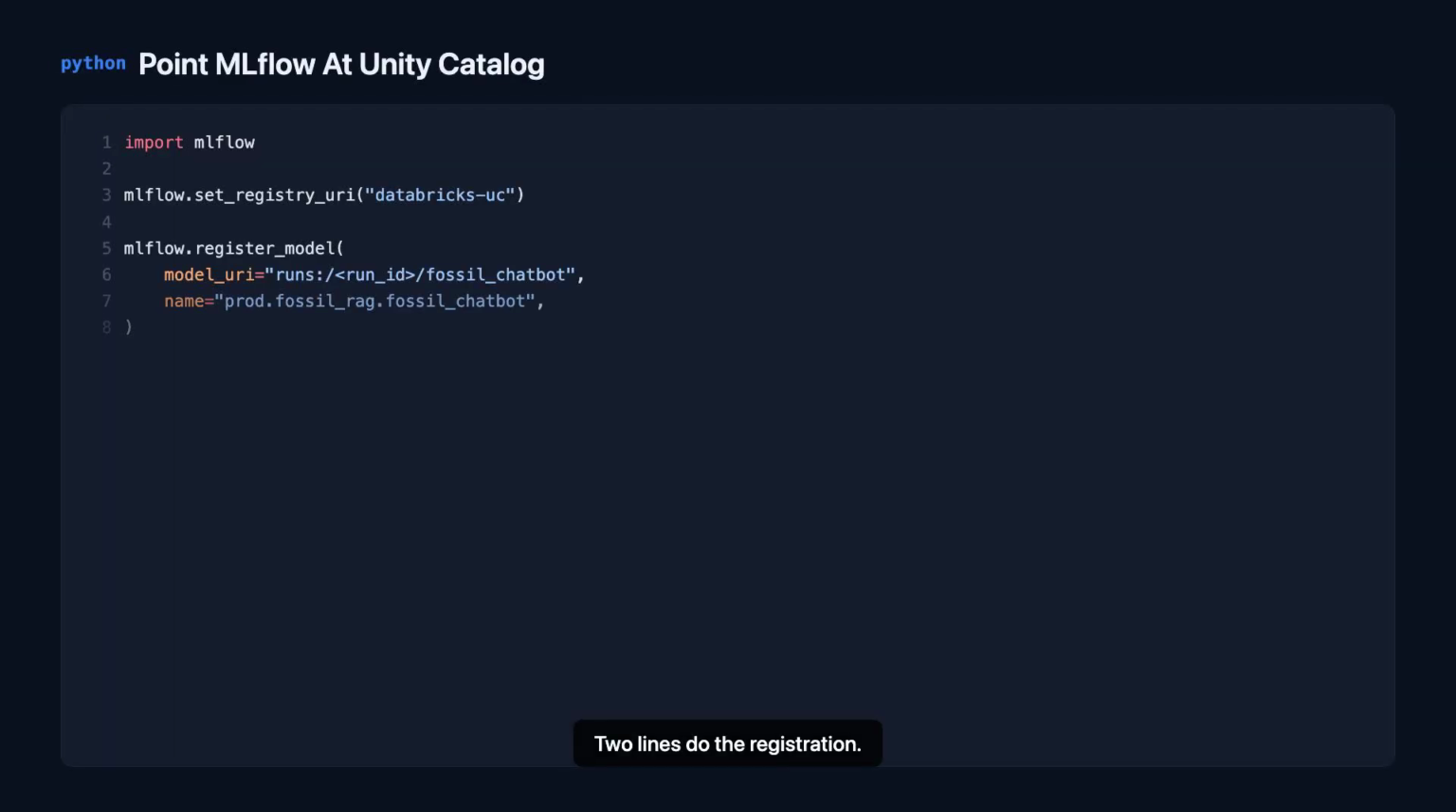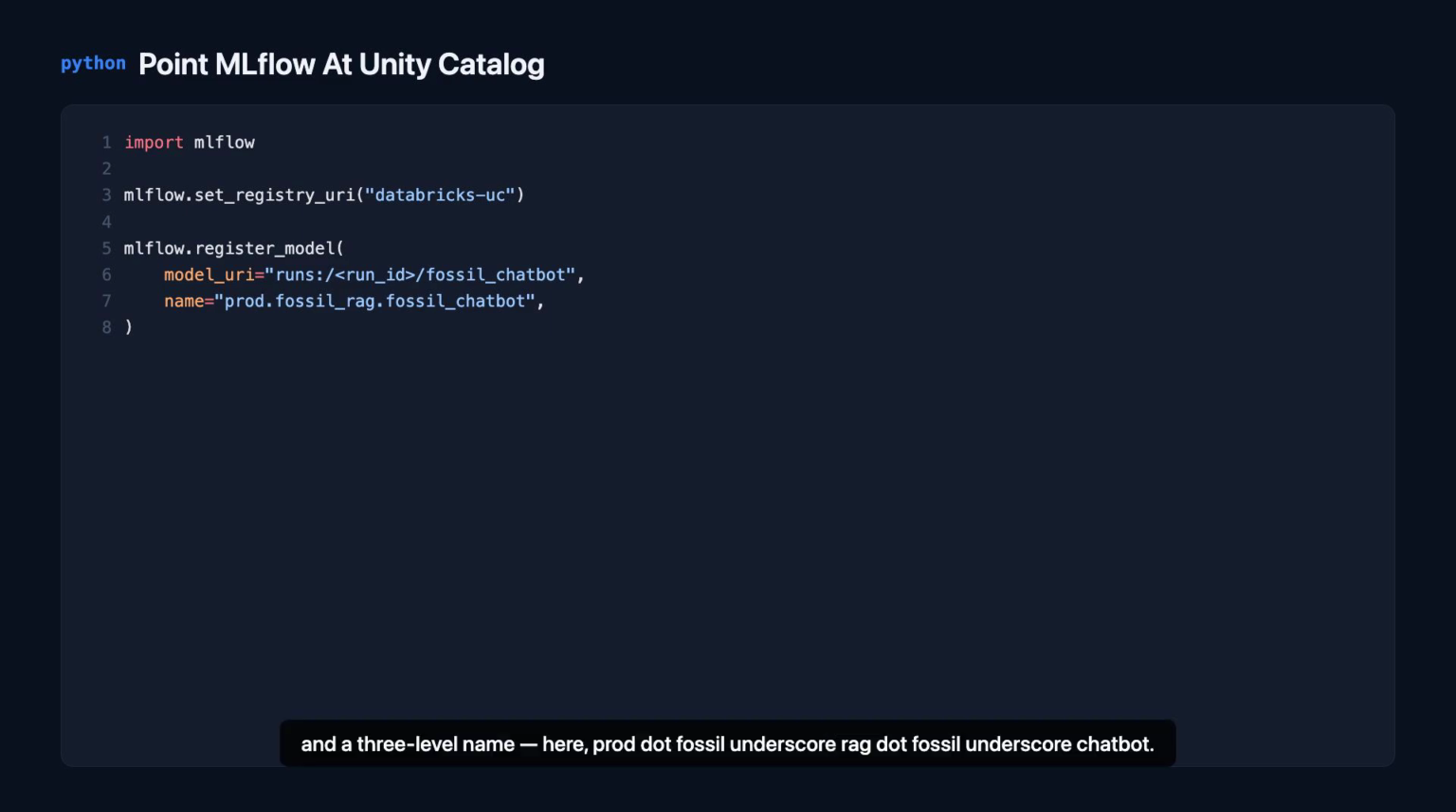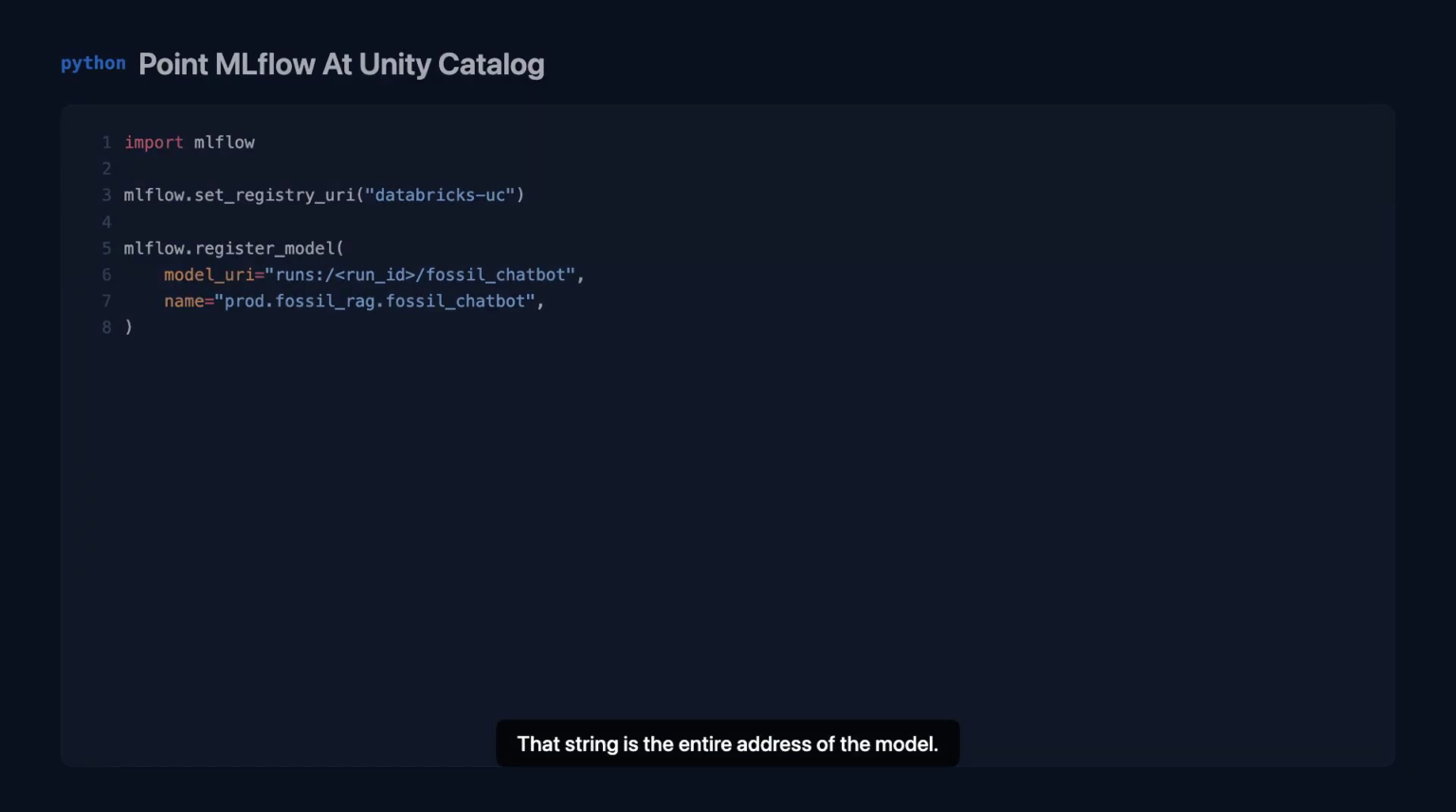2 lines do the registration. First, mlflow.set_registry_uri with the string databricks-uc. That points MLflow at Unity Catalog instead of the legacy workspace registry. In MLflow 3 this is the default, but writing it explicitly is belt and suspenders for any code that runs on older runtimes. Then call register_model with the run URI and a 3-level name, here, prod.fossil_rag.fossil_chatbot. That string is the entire address of the model.